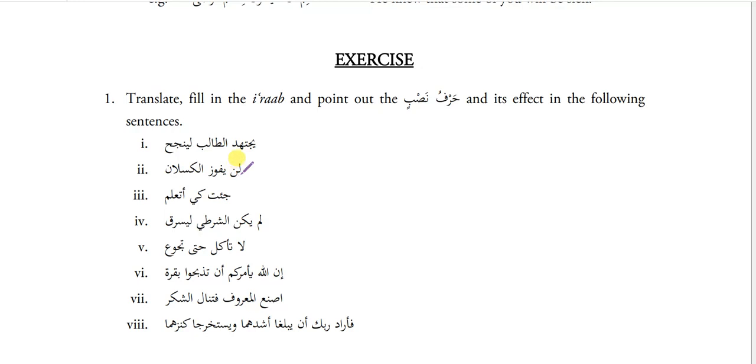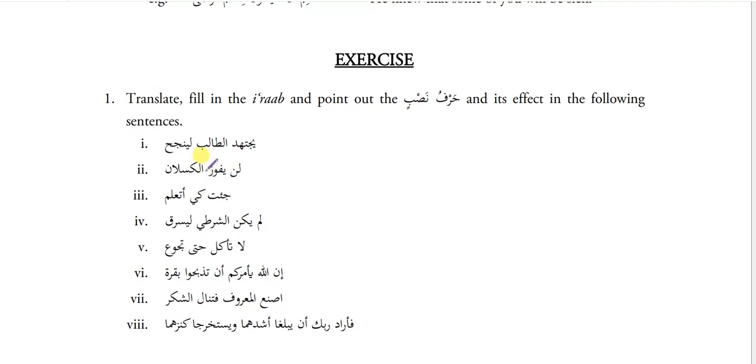Now let's translate this. Yajtahidu is a fa'il, at-talibu is a fa'il. Now lam is lam takai, li yanjah. So why li yanjah? Because after li there is a hidden an, so it should be yanjahu, but now an is added, so it's yanjaha. The student is hard working, so that he may succeed.